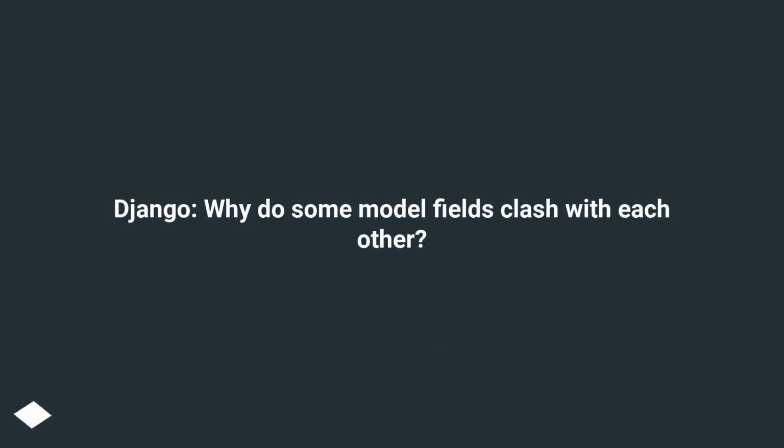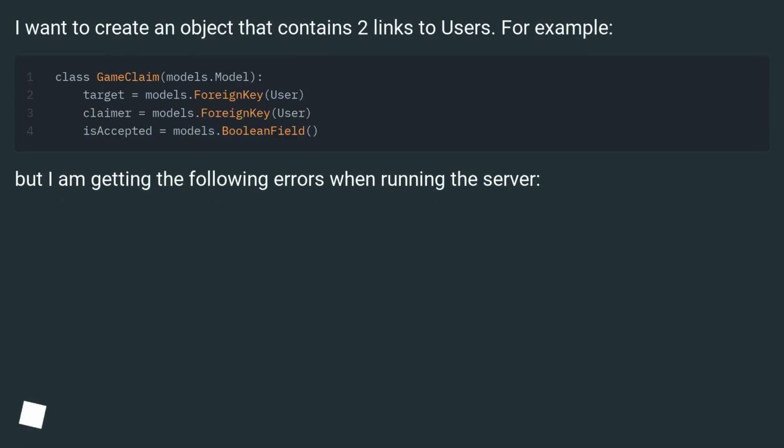Django, why do some model fields clash with each other? I want to create an object that contains two links to users. For example, but I am getting the following errors when running the server.